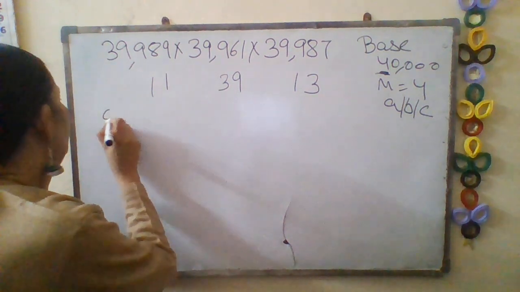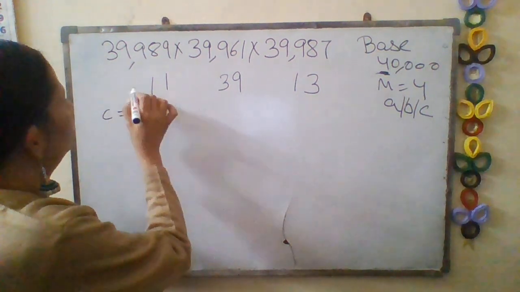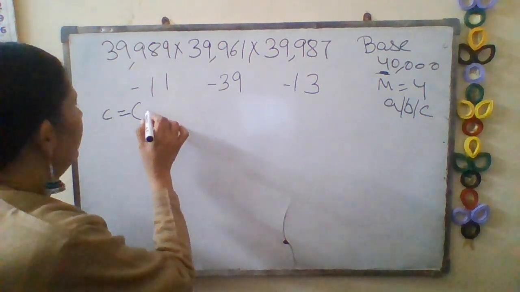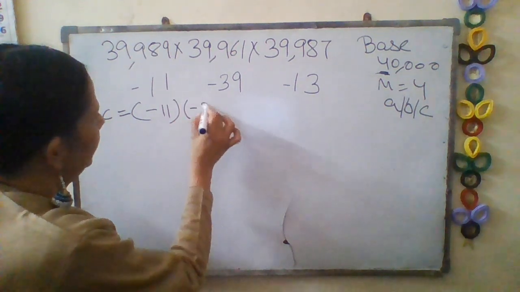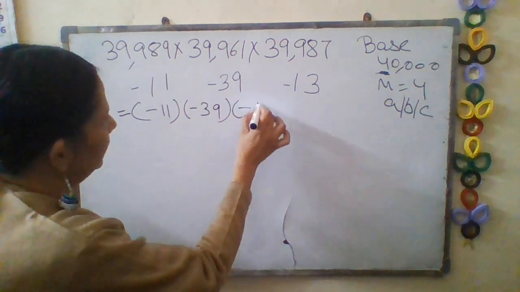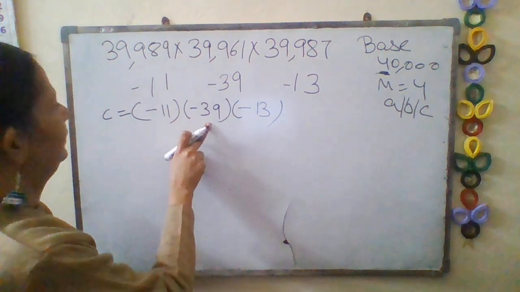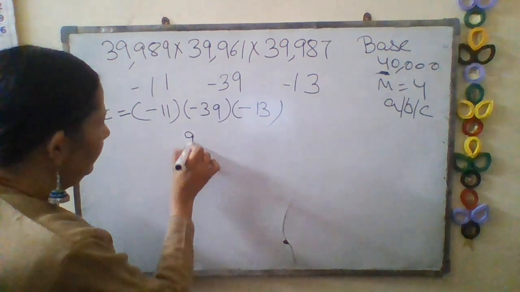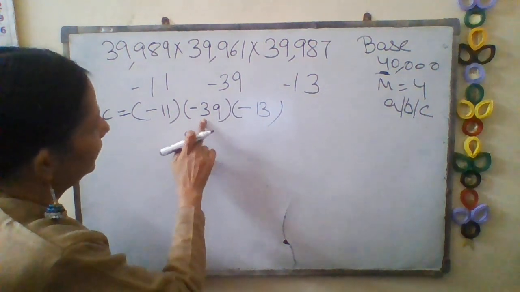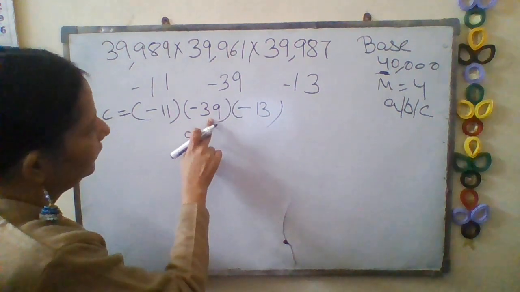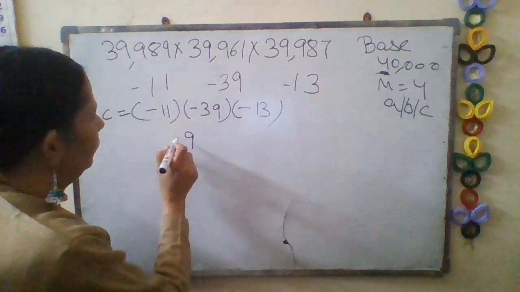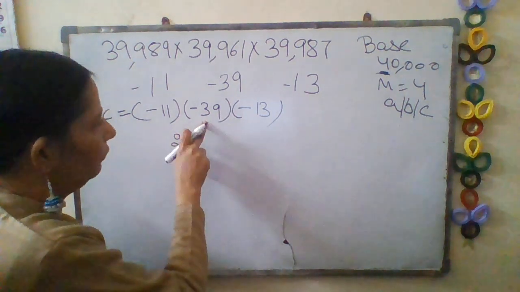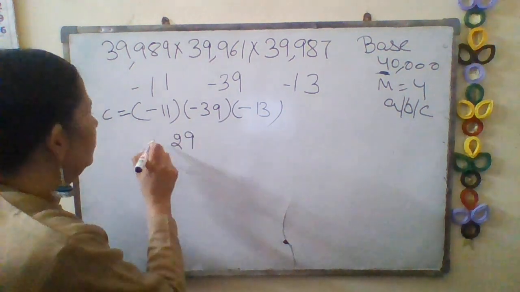So you have to find out the value of C. So this is minus 11, this is minus 39, this is minus 13. Okay. So here you will multiply minus 11 into minus 39 into minus 13. Now the special case is 11 into 39. Okay. See, from 39 you will write down 9 here as it is. Then what will you do? These are the 2 digits, so you will add these two. 9 plus 3 is 12. You will write down here 2 as it is. 1 will be carried forward and you will add that 1 with this 3. 1 plus 3 is equal to 4.